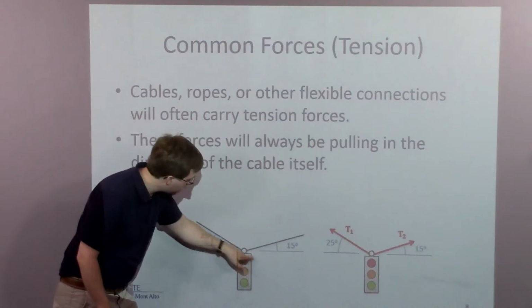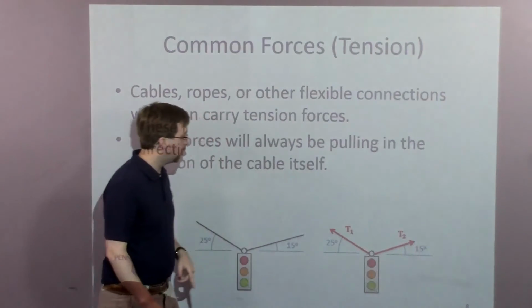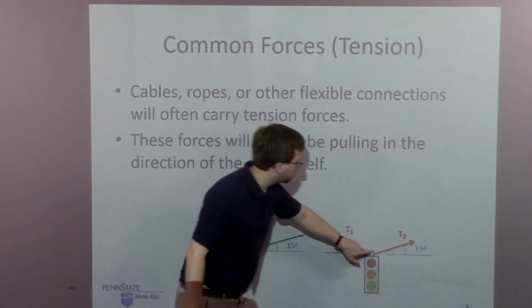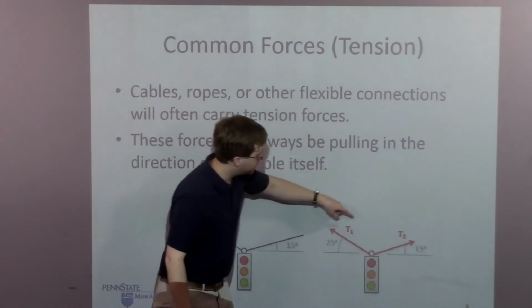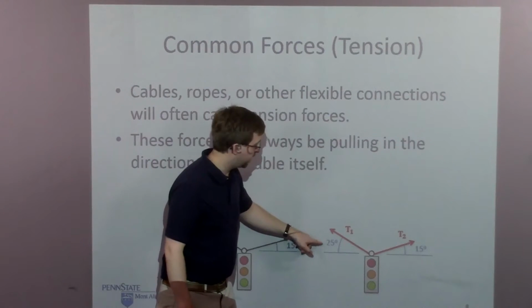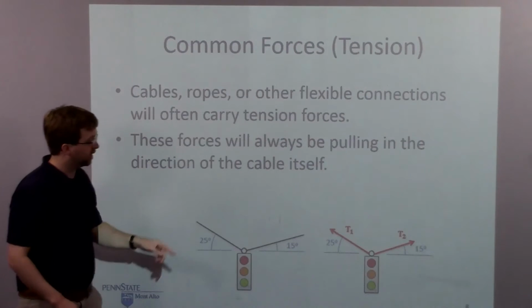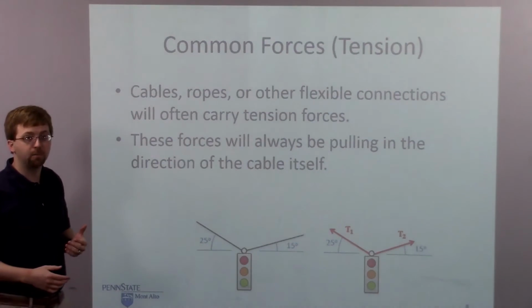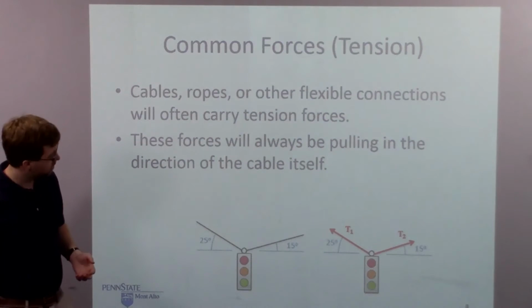And so say I've got a stoplight. It's got two cables holding this up. And those tension forces, they're going to be in the direction that I had the cable originally. So tension 1, tension 2, and those angles are going to match up with what I had over here. And again, they're always pulling, they're never going to be pushing on a body. If you find you're pushing something with a rope, you've done something wrong in your problem.